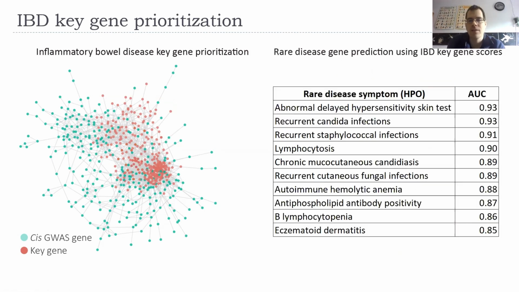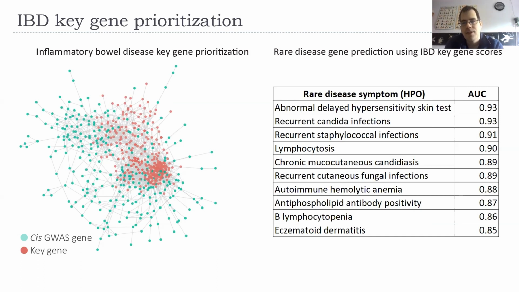And what we then can do is take all these IBD key gene scores and test how well they are able to predict known rare disease genes. For instance, the top AUC, the prediction performance area under the curve. If you would have a 1, you would have a perfect prediction. If you would have 0.5, it would basically be tossing a coin.